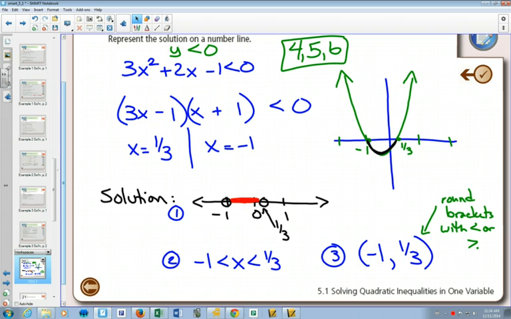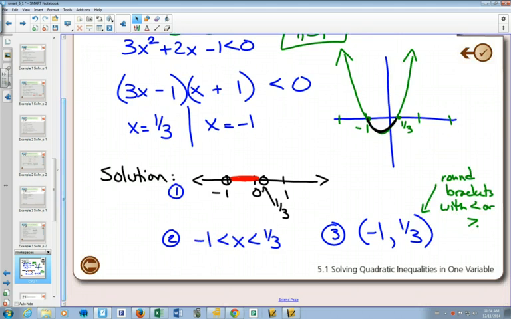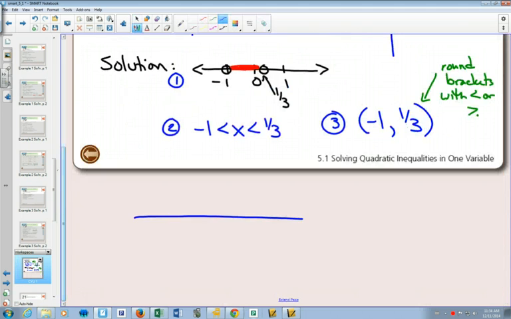The way that the test points work is, say you forgot how to graph completely. You knew that those were your two x-intercepts, but you didn't know if it was opening up or opening down. So what you would do is you would say, here's my number line. I know that -1 and 1/3 were my two critical values. What I want to find out is whether or not each of these sections makes the inequality true or false.